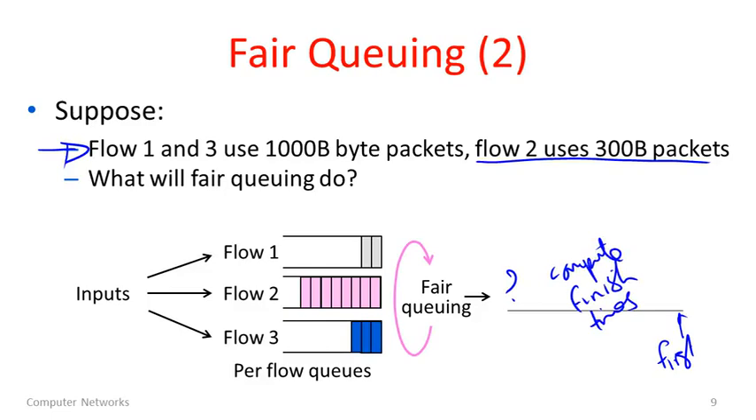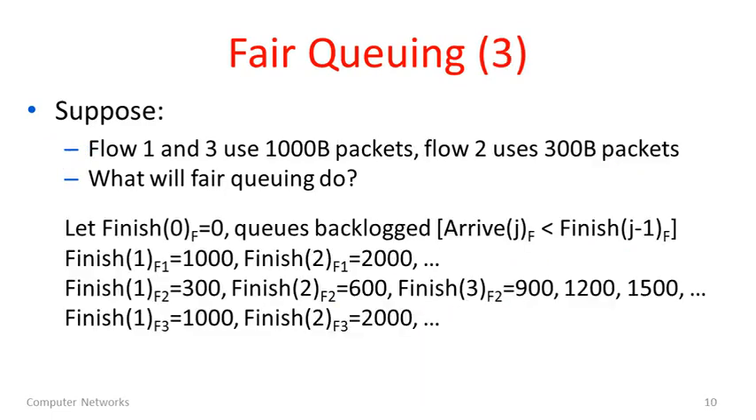That's how we determine the output order. Okay, let's have a go and try and do that. To do that, we'll start with the finish times. I'll just define the finish of 0 for any flow to be 0. So we're just going to start everything at time 0 on the virtual clock. And I'm going to assume that all of the queues always have something to send.